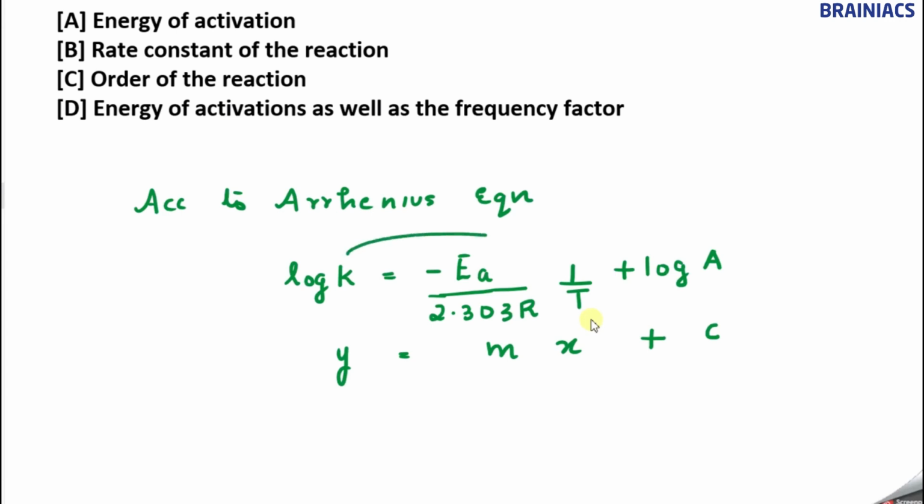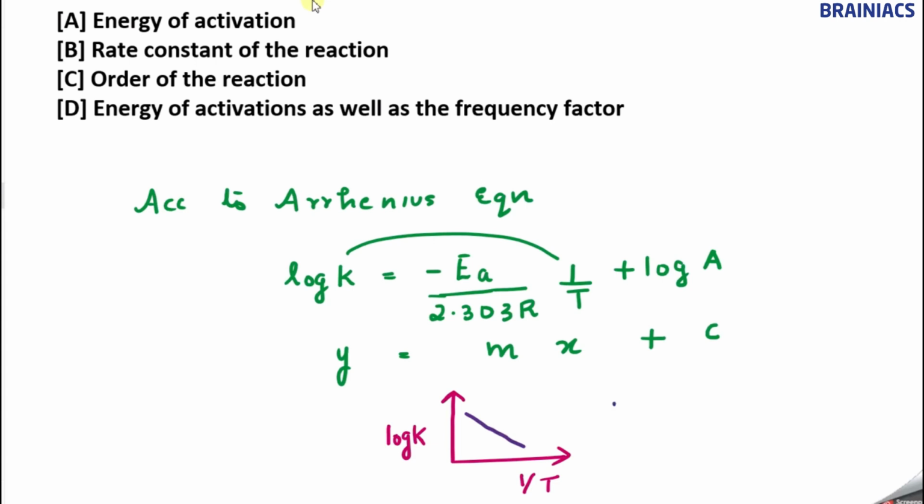Now if you see here, it's a log k versus 1 by T plot, correct? Surely if you compare this, we know that k is a variable and 1 by T is also a variable. I am comparing that 1 by T to x. So how does the graph look like? I will take another color. So if I draw the graph, this is log k and this is 1 by T, and the graph is a straight line, but since the slope is negative here, m is the slope, so we can say it is decreasing in a linear fashion.